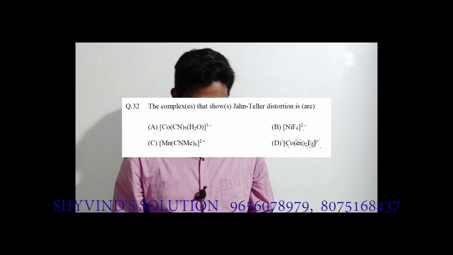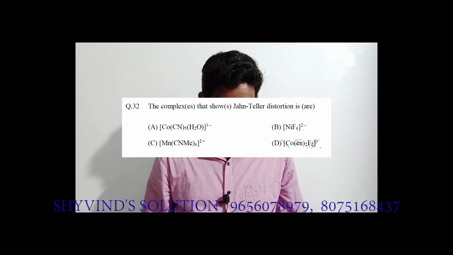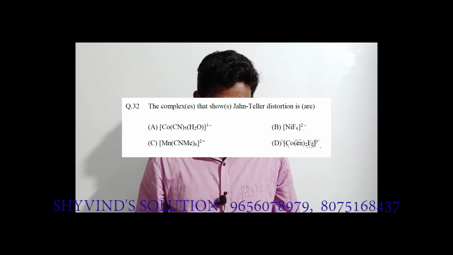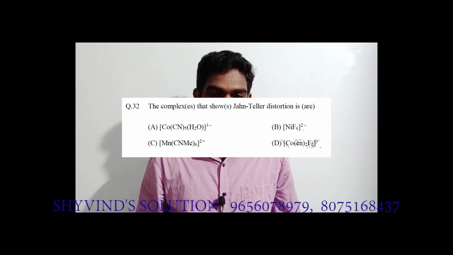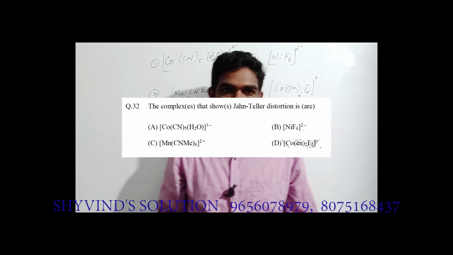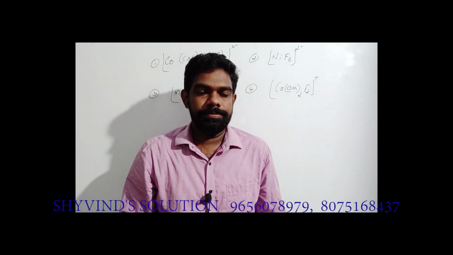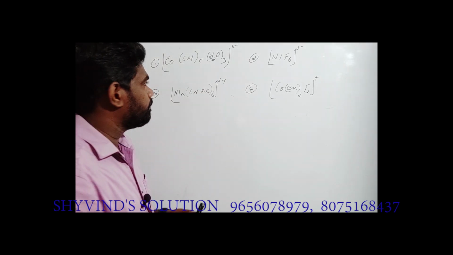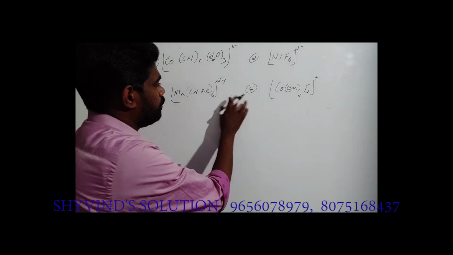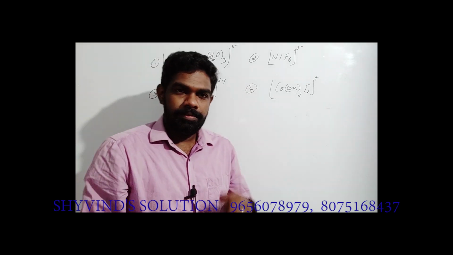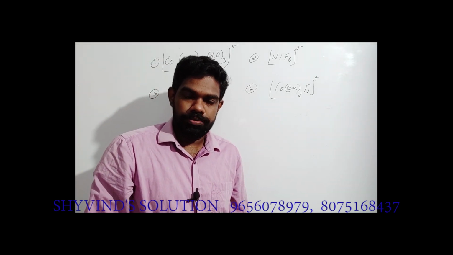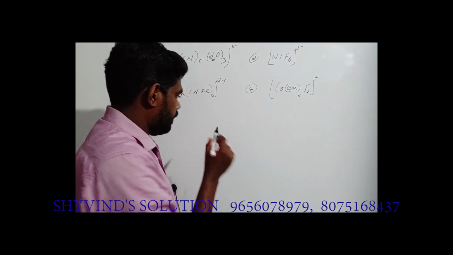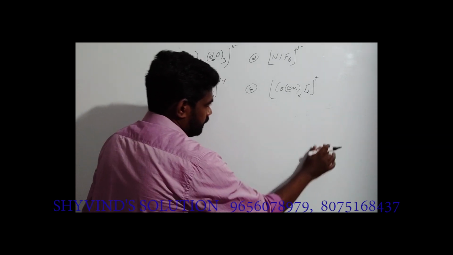Okay, question number 32 is this one. The complex that shows Jahn-Teller distortion is... These are the options given. So let's see how to solve this. To solve this, we should know the species which show Jahn-Teller distortion. Okay, knowing the species which do not show Jahn-Teller distortion is easier.